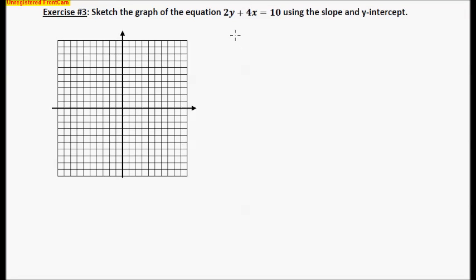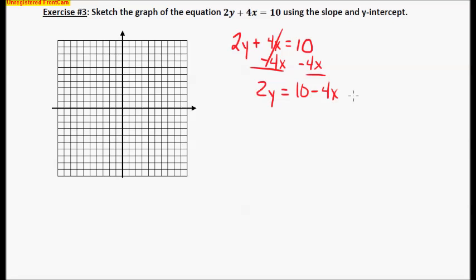All right, and I'm going to first put it into y equals mx plus b. So let me do that first. 2y plus 4x equals 10. I need to solve for y, so I need to subtract this 4x from both sides. That eliminates it there. Bring down my 2y equals 10 minus 4x, just like last time.